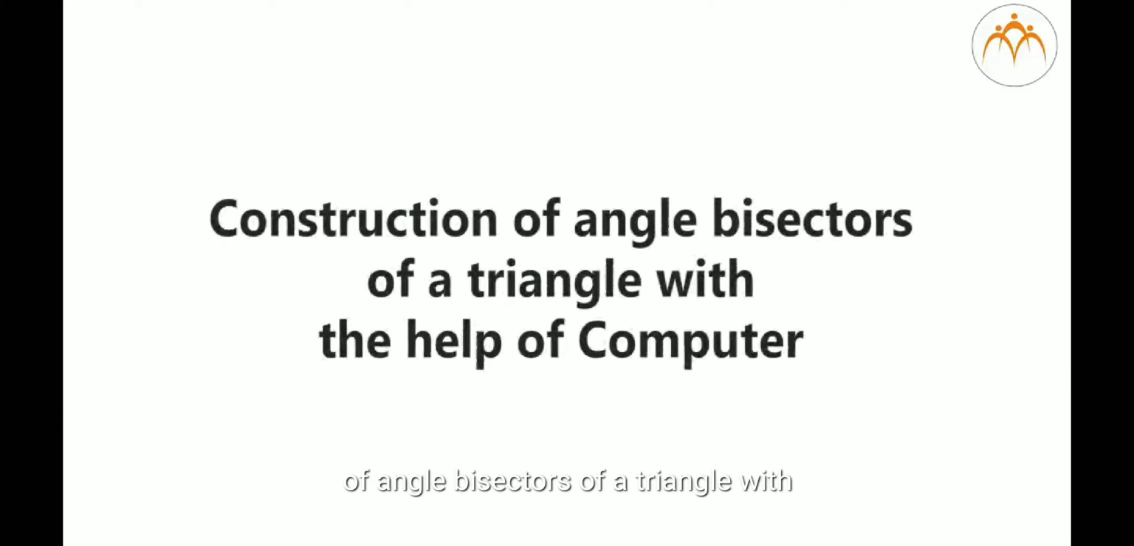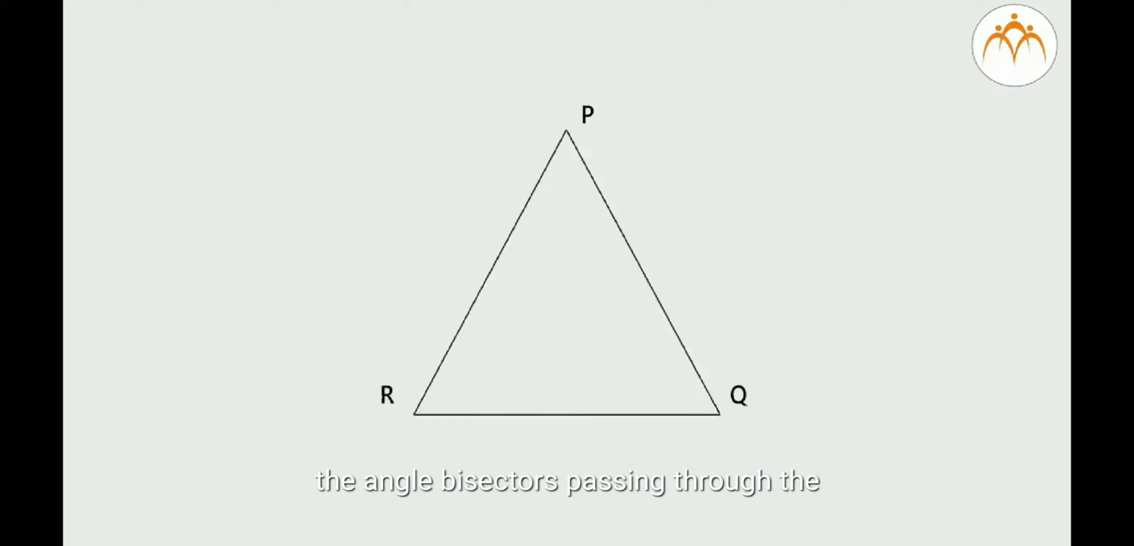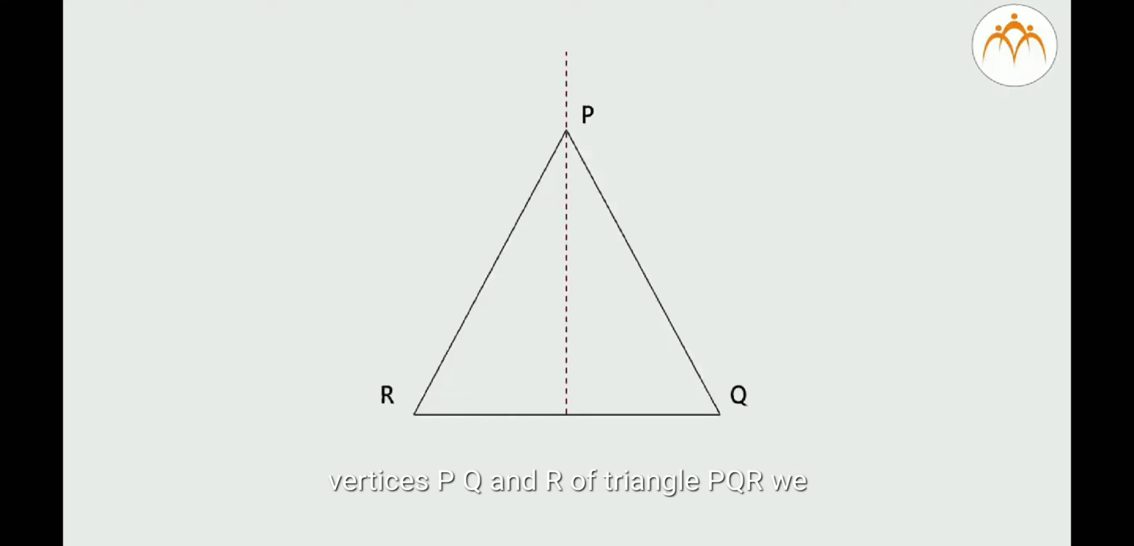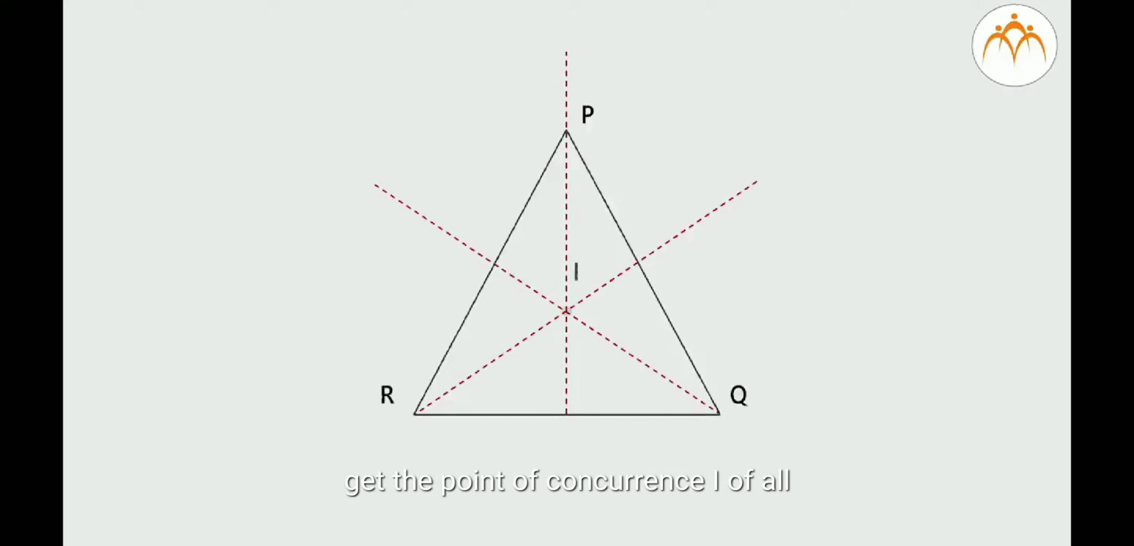Construction of angle bisectors of a triangle with the help of computer. Let us draw a random triangle, say triangle PQR. Look at the angle bisectors passing through the vertices P, Q and R of triangle PQR. We get the point of concurrence I of all three angle bisectors.